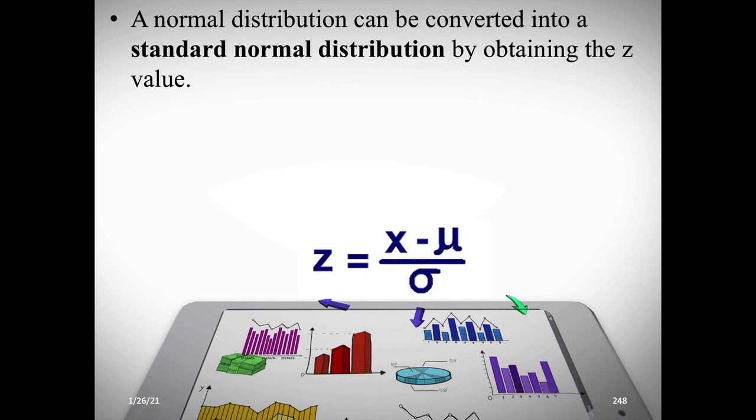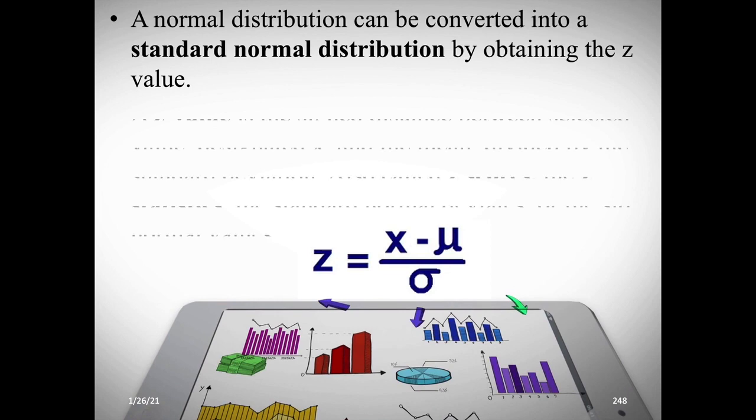So, a normal distribution can be converted into a standard normal distribution by obtaining the z-value. So, huwag kayong malilito, no? When we say z-value na, yung gitna nila is 0 na, a normal distribution is now called the standard normal distribution.